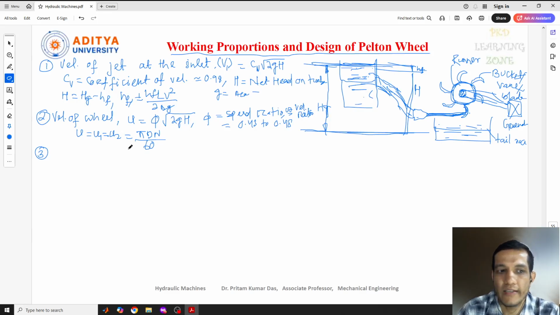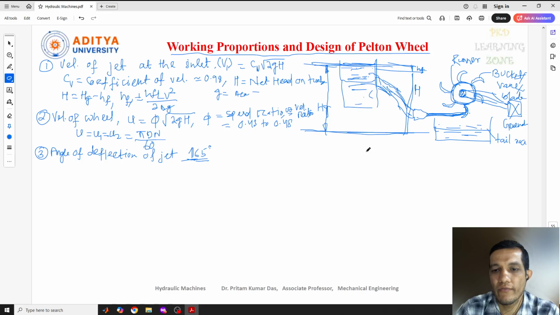Now the second one is the angle of deflection. When you draw the velocity diagram for the bucket, the angle of deflection of the jet through the buckets is considered to be 165 degrees if the angle is not given. If the angle is given in the question, then no issue. If it is not given, then directly you can consider the angle of deflection as 165.